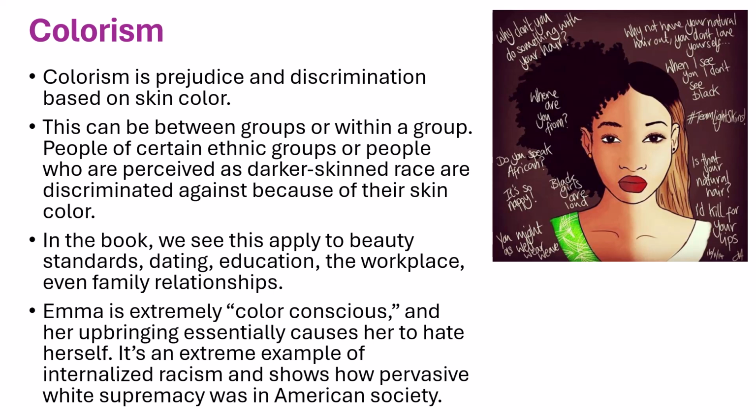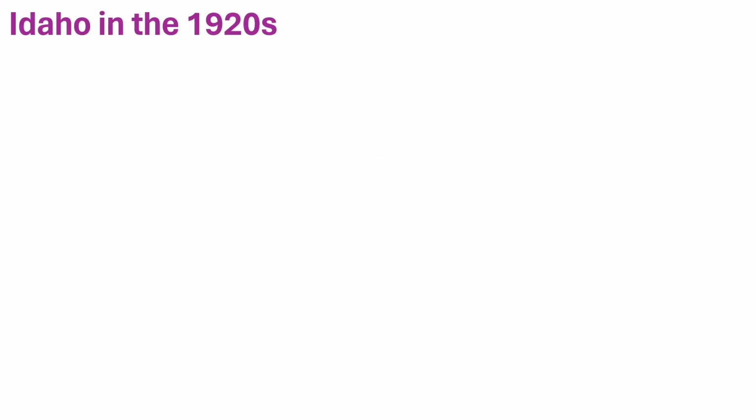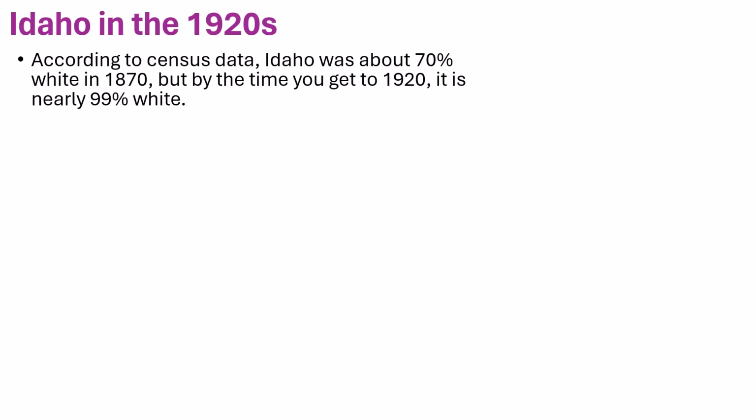So Emalu, basically her upbringing causes her to hate herself. She gets these messages about how she's not pretty, about how she's ugly, she's too dark from a very young age. The author spends a lot of time on this in the beginning of the book to set you up to understand why she makes the choices that she makes later on. And basically, it's internalized racism. And it's showing how pervasive white supremacy was in American society, especially at that time and in particular places. So we start in Idaho in the 1920s.